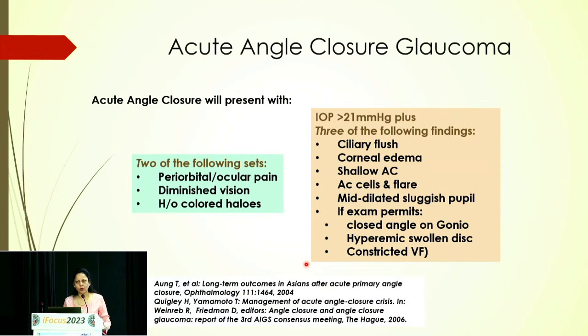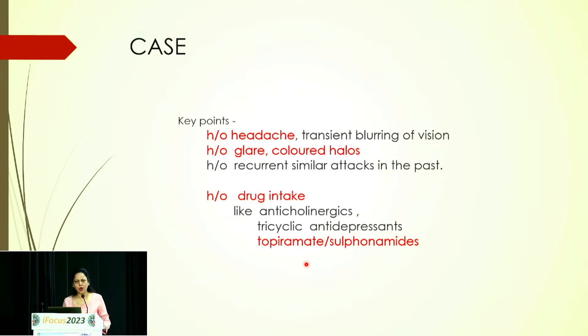Now these are the acute emergencies in glaucoma clinics, the acute angle closure cases, who are going to present to you with these kinds of features. I'm not going into the details. So now let's talk about a case of angle closure that is going to present to you with a headache or a history of glare.